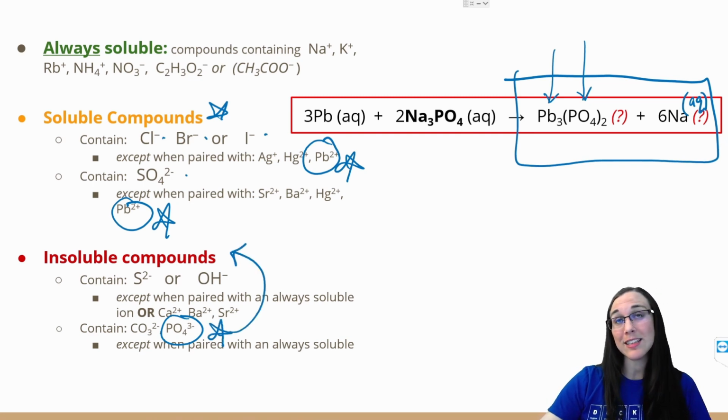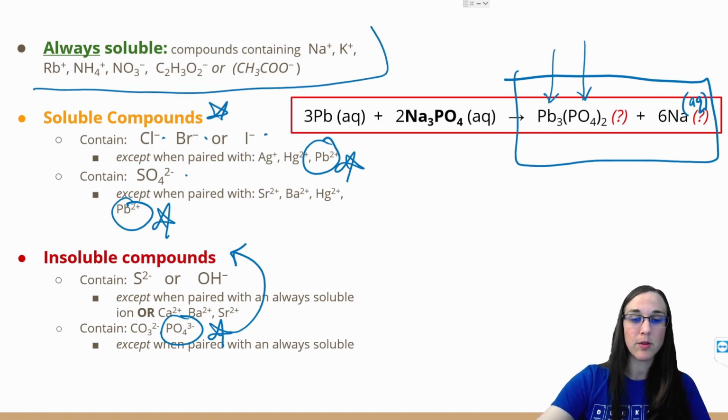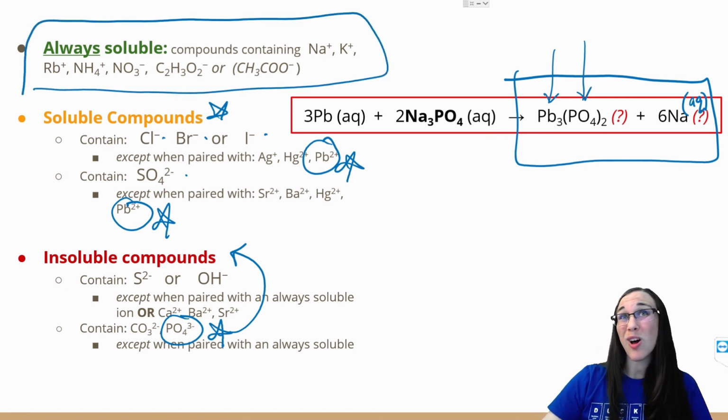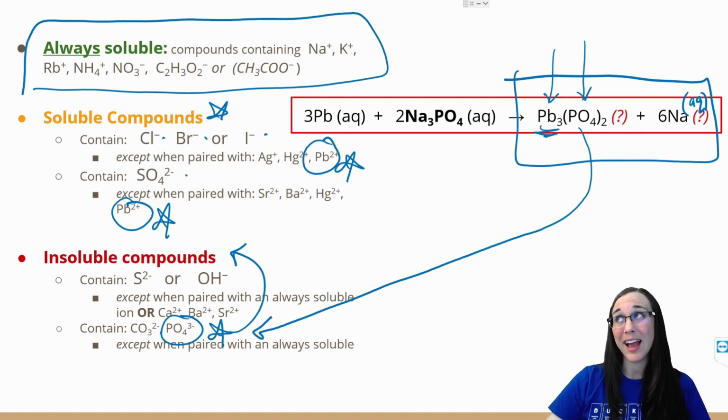So let's check out the phosphate here. Phosphate is an intrinsically insoluble compound, except if it's paired with an always soluble ion. Since none of those always soluble ions are lead, then we must know that since PO4, our phosphate, is an insoluble compound, that would make this lead phosphate insoluble as well, i.e. it would be our precipitate, our solid.